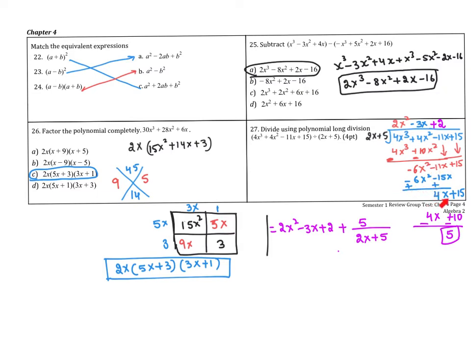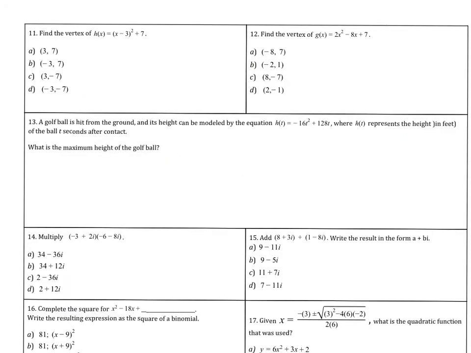What you get here is 4x plus 15. Now you're going to multiply with 2. 2 times 2x is 4x. 2 times 5 is 10. Change the sign. 15 minus 10 is 5. So the formula is going to be quotient plus remainder over divisor. So that's your answer.